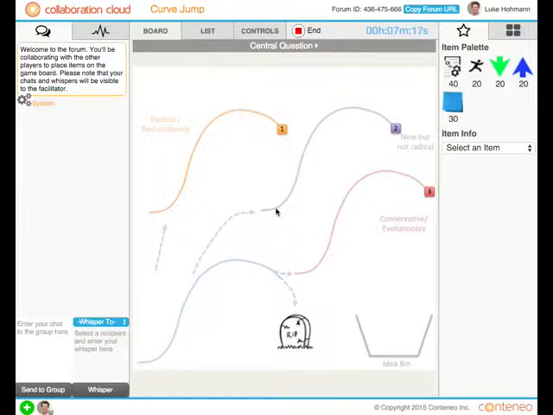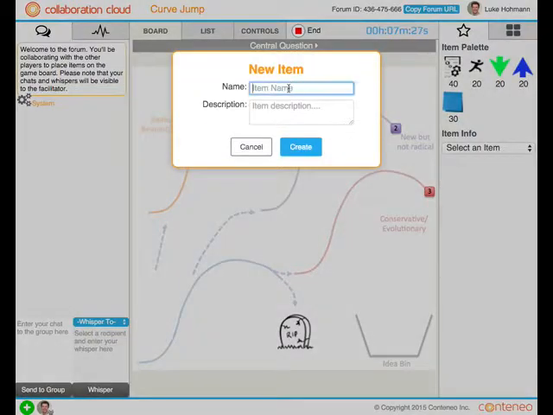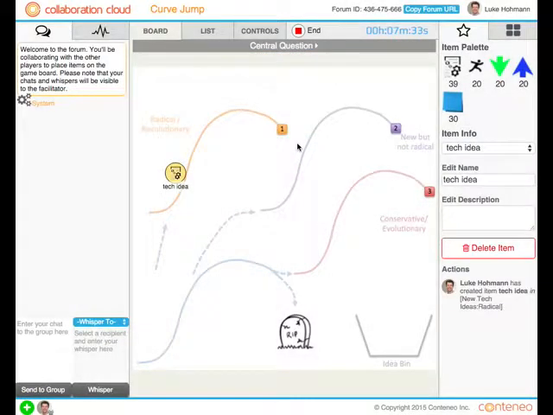So here's how we envision the framework being used. First, we've got this icon, which represents different technologies that people could be using. And this icon is the technology icon. So I'm going to just label it tech idea. And we'll say it's a radical tech idea, so we'll kind of put it there.